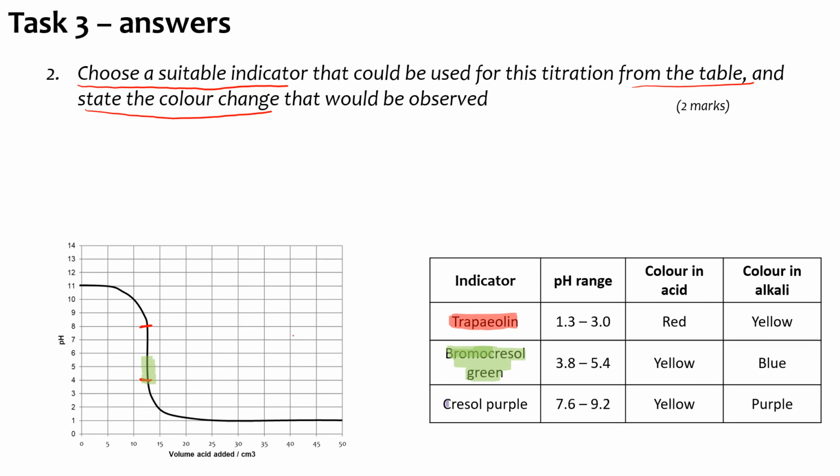And then if we go for the cresol purple and have a look at that, we have a range of 7.6 to 9.2. Now, if we look at the purple there, that wouldn't be any good because we'd be getting the colour change occurring at this volume, which is before the equivalence volume, which would be where I've just drawn that solid arrow in. So the correct one to choose would be the bromocresol green. So that would be 1 mark that we'd put as an answer.